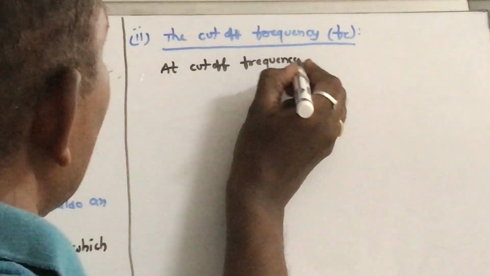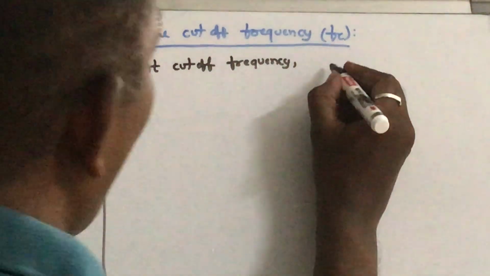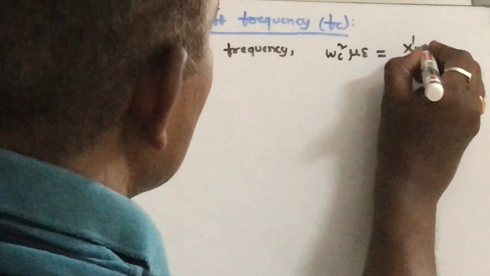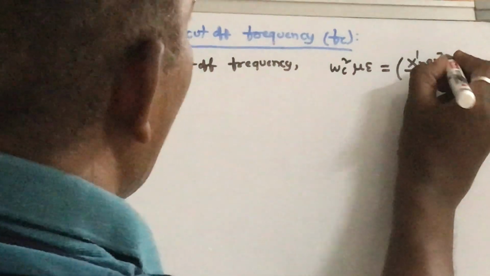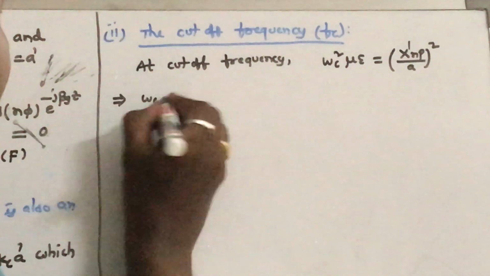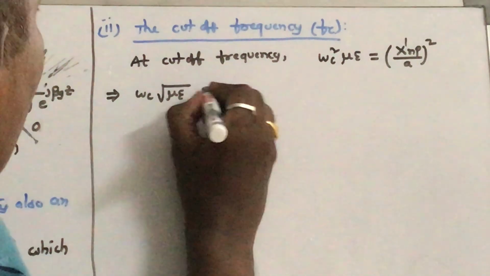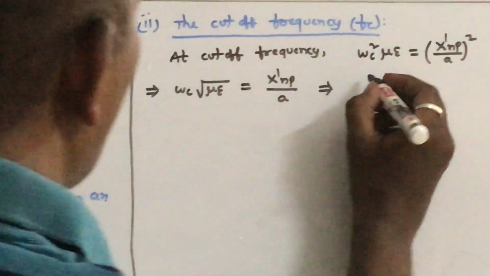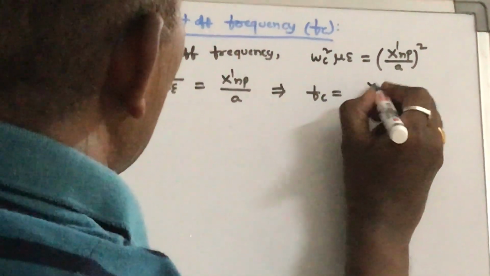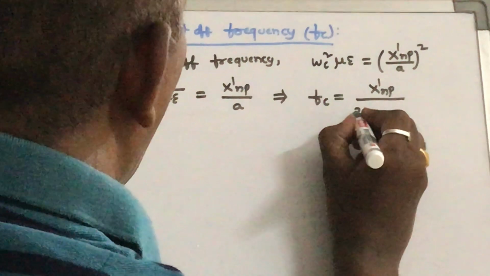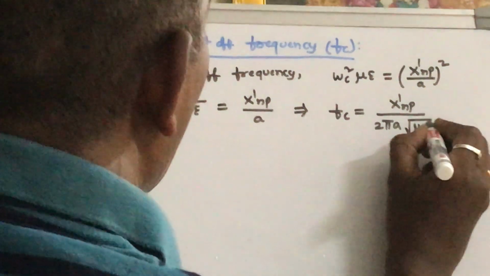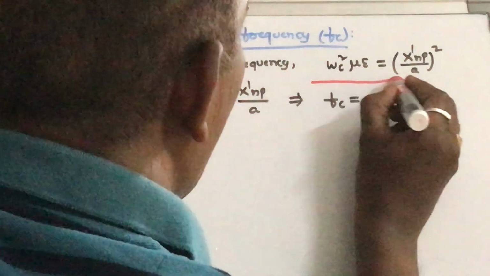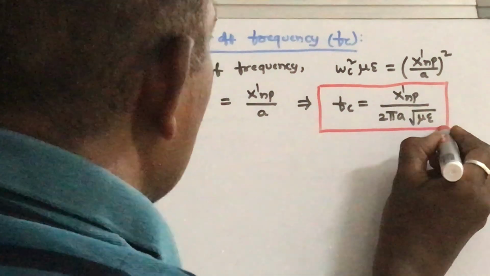So at cutoff frequency, what do we have to equate? Omega c square mu epsilon is equal to kc square. What is kc square? x dash np by a whole square. If you take the square root on both sides, you get omega c into square root of mu epsilon equal to x dash np by a. We can write omega c as 2 pi fc. Therefore fc is equal to x dash np by 2 pi a square root of mu epsilon. So this is another very important formula. While solving problems we use this formula several times.